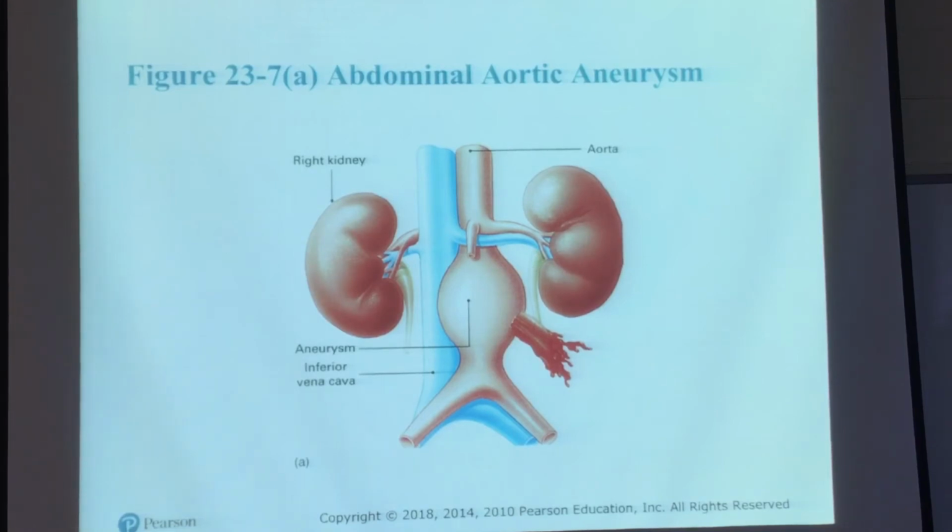So this aneurysm can happen anywhere. It can happen down there by the saddle where the iliacs are formed and then go down into the femorals. This one here is right in between the iliacs and the renal arteries. Now we can have an aneurysm above the renal arteries.